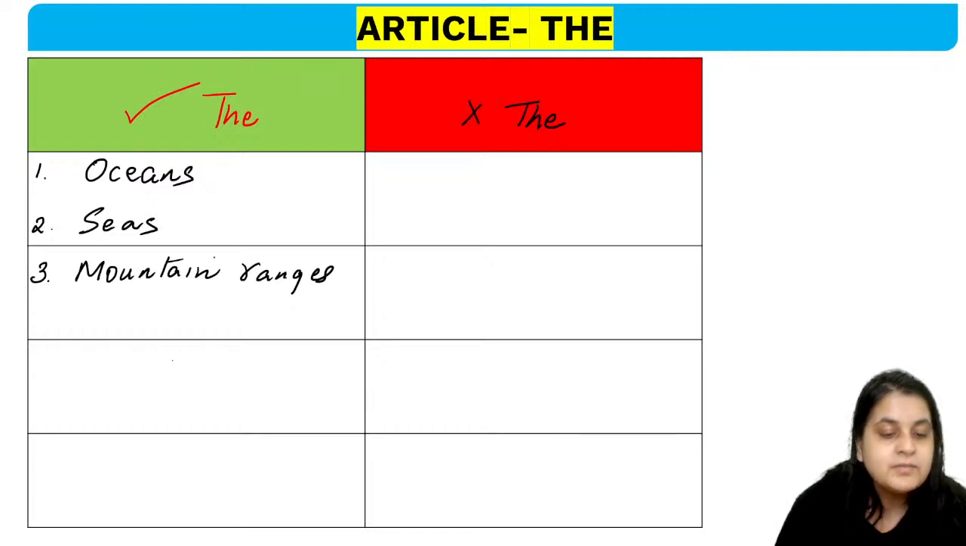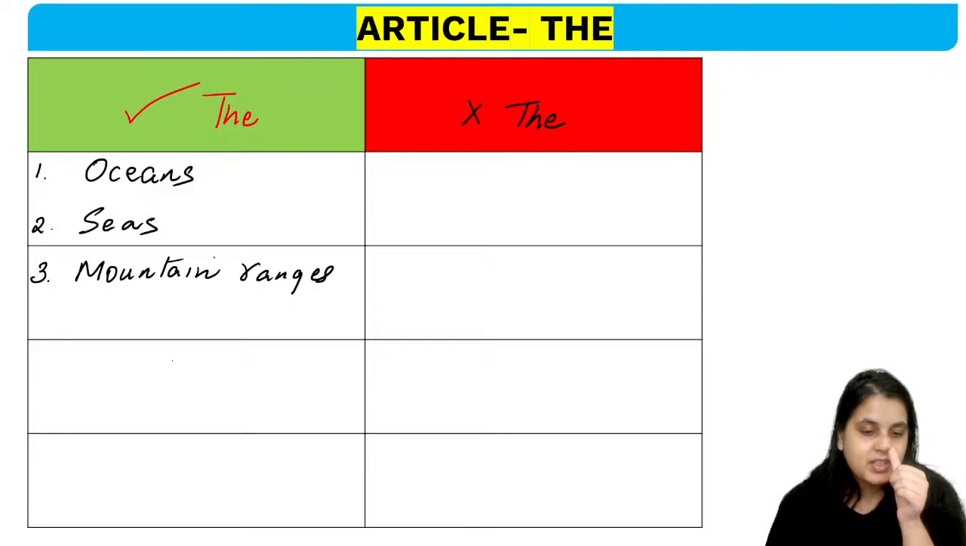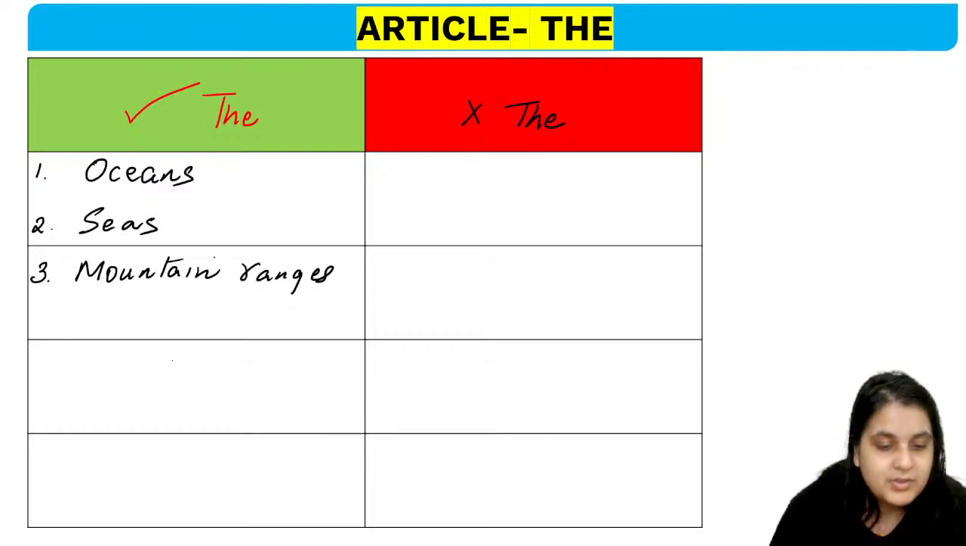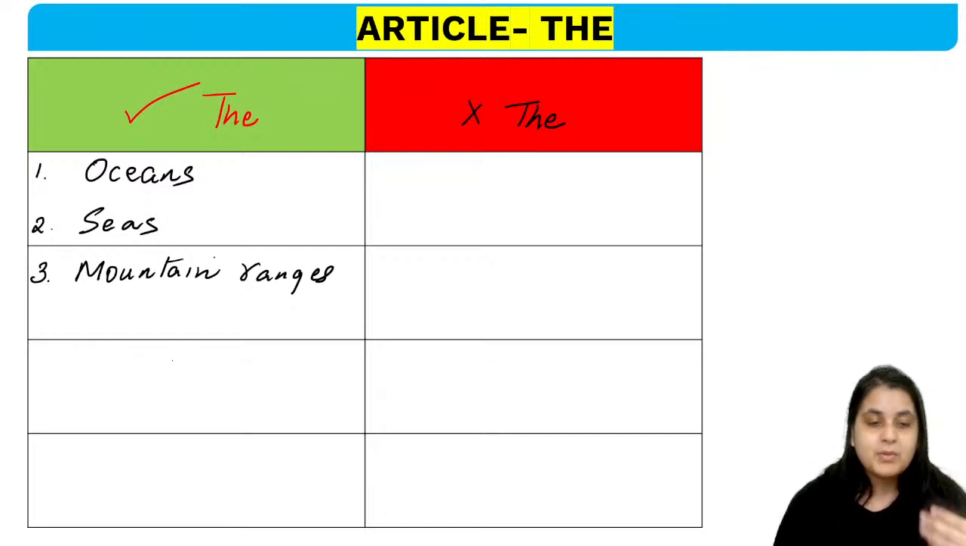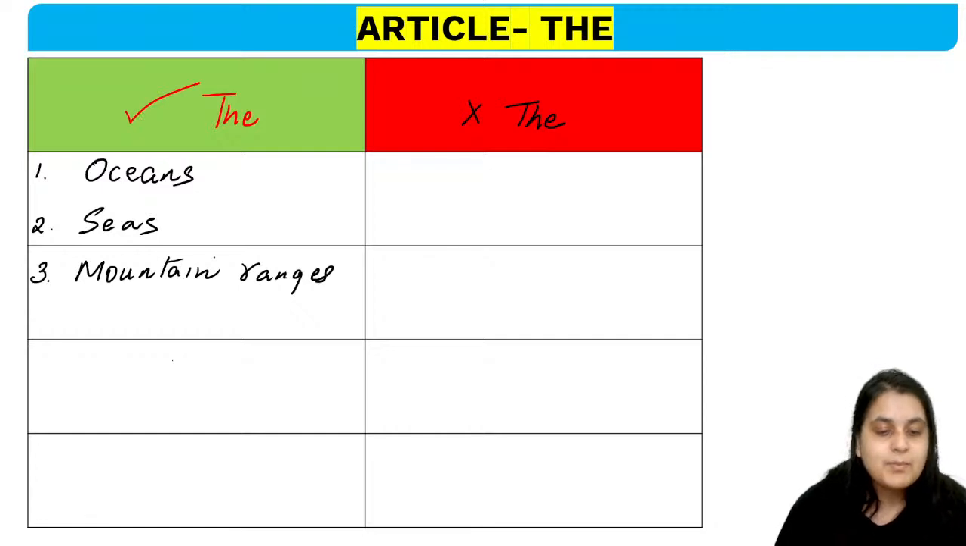We use the with mountain ranges. For example, I'll come to that point, Shruti. Good evening, good evening. I'll come to those points. Correct. So you use it with, let's say, the Himalayas, the Alps, the Andes, the Rockies. I'll come to it. I'll come to it. पहले आप मेरे को इनके examples दो. Then I'll take up your doubts.